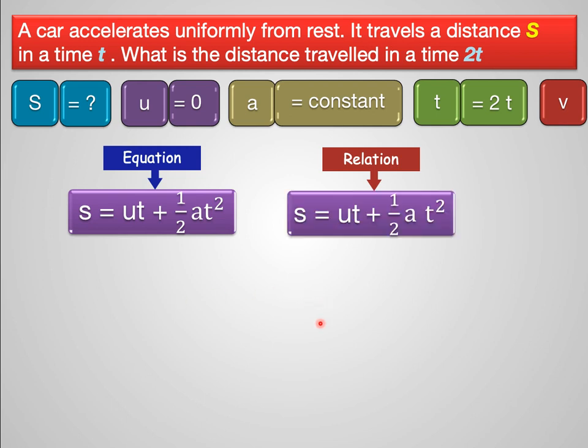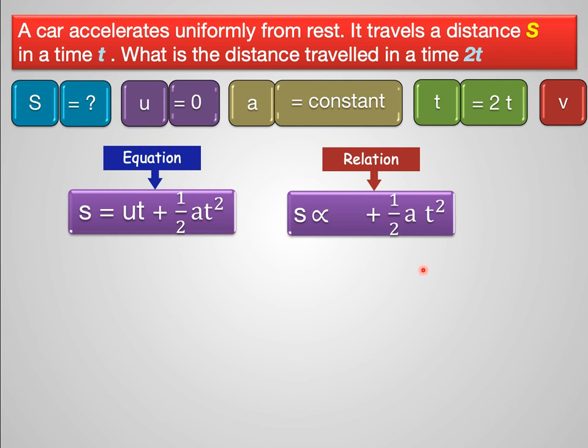The equation will have an equal sign, and the relation will have this sign which is proportionality, directly proportional. So whenever you put this proportional sign instead of the equal sign, you will have to remove all the constants and all zeros. Initial velocity is 0. The whole term will go 0.